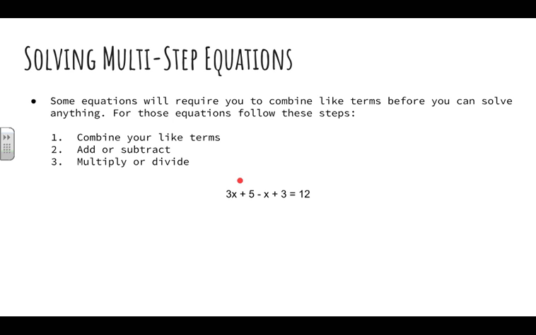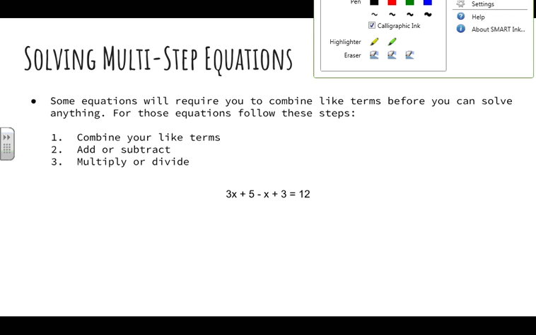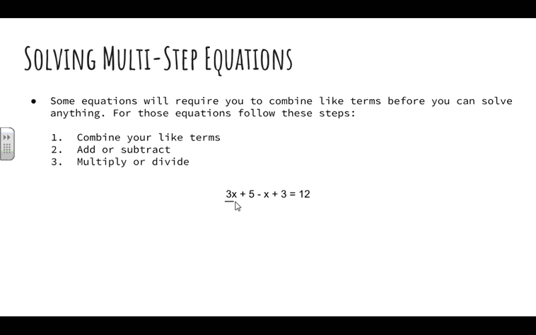So here we have the equation 3x plus 5 minus x plus 3 equals 12. So you can see that we have some like terms we're going to need to combine first. We have our x's, we have our plain numbers. So if I rearrange 3x minus x plus 5 plus 3 equals 12. All right, now I'm going to combine my x's and my plain old numbers. So 3x minus x is 2x. And 5 plus 3 is 8. So I get 2x plus 8 equals 12.